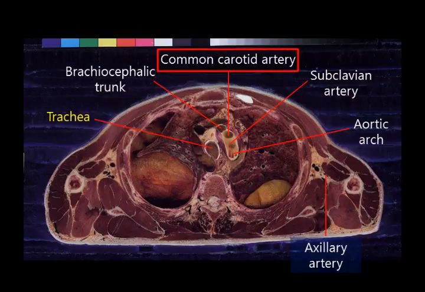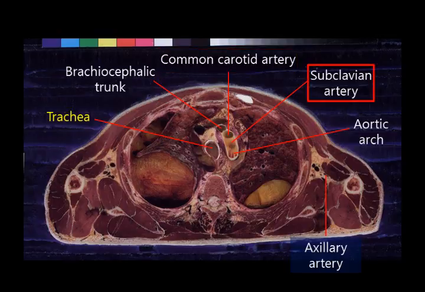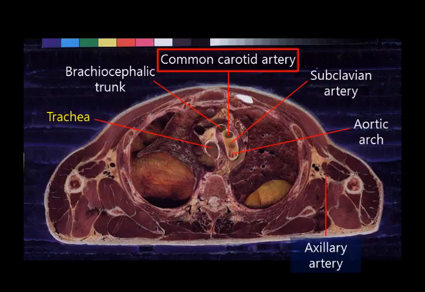The common carotid artery disperses at the neck and head, and the subclavian artery becomes the axillary artery and is dispersed at the arm. To summarize, the 3 parts of the aortic arch are dispersed at the neck, head, and arms. I will now follow the common carotid artery.